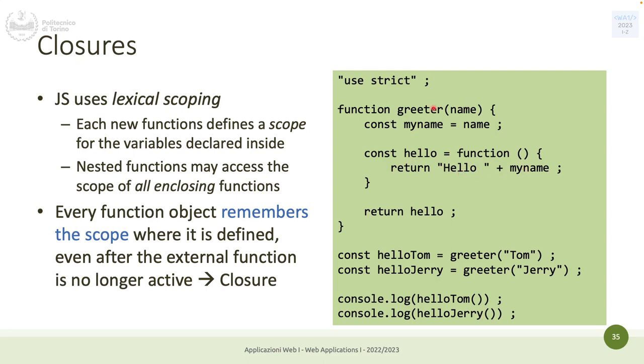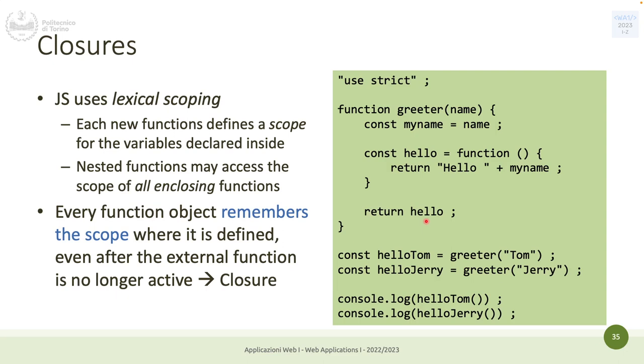So if we call greeter Luigi, the result that we would expect to be printed at a certain point is hello Luigi. However, here there is no print, there is no console log, there is a return, and this greeter returns hello. What is hello? The function. And notice how this function is returned. What is strange here? What is missing here for a function? The parentheses.